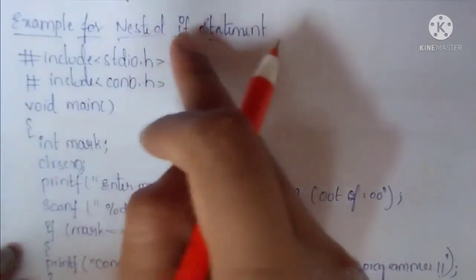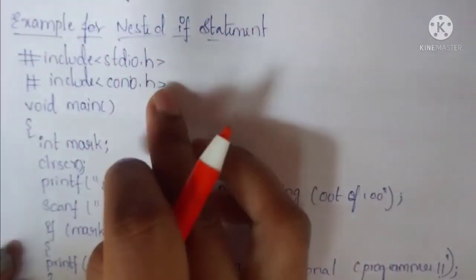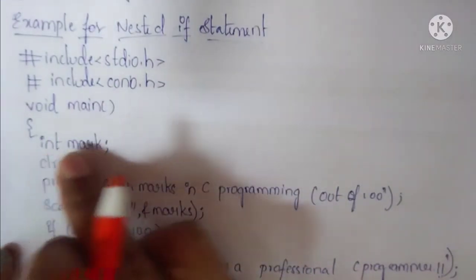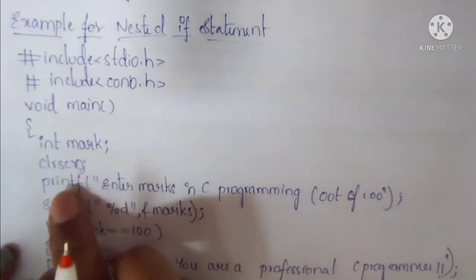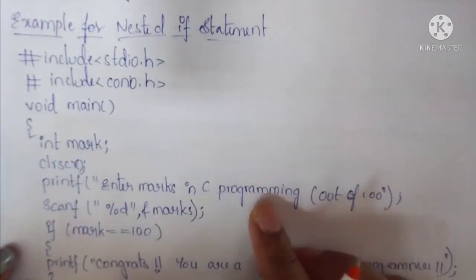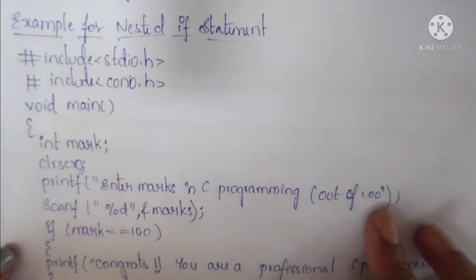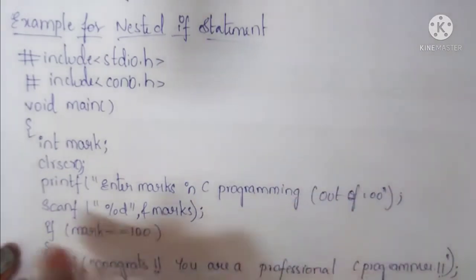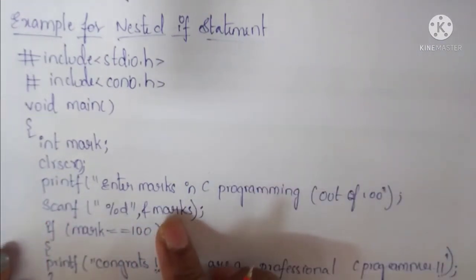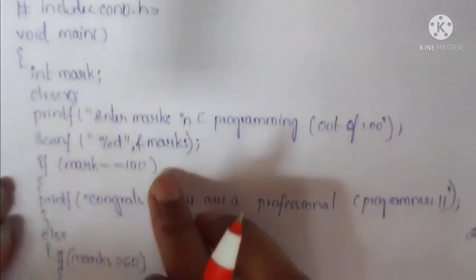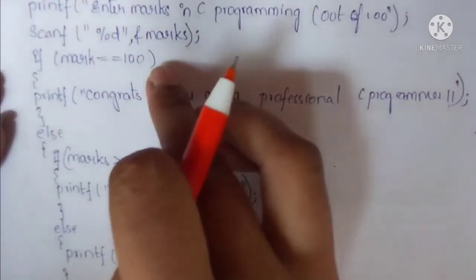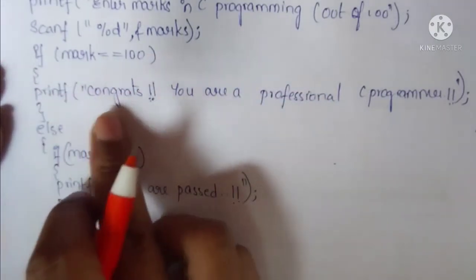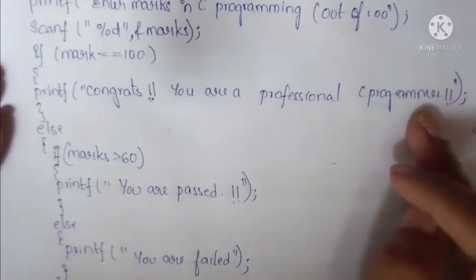Example for the nested if statement. First I have declared the preprocessor directives, next the main function, next I have declared one variable, mark. The printf is 'enter marks in C programming out of 100'. First it will print that. Next it will read the marks which we have entered, then it checks the if condition: if mark equal to 100, then the statement is 'congrats, you are a professional C programmer'.